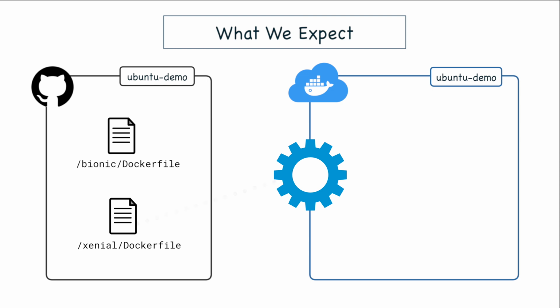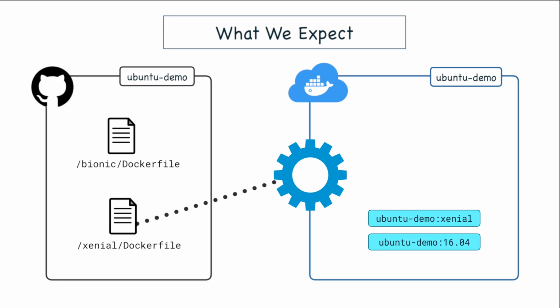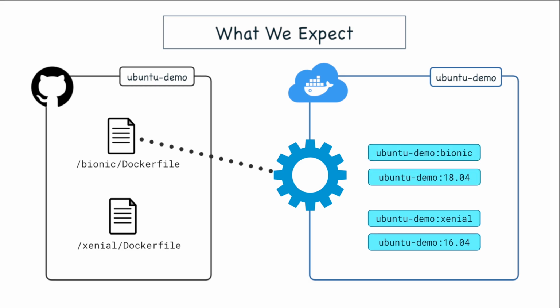Run a Docker build for the Dockerfile under the Xenial directory, and push the generated image into the registry with the Xenial and 16.04 tags. Same for the Dockerfile under the Bionic folder, should be built and tagged as Bionic and 1804. Lastly, being the most recent Ubuntu distribution, we also want to tag the Bionic build as latest as our default image for the Ubuntu demo repository.